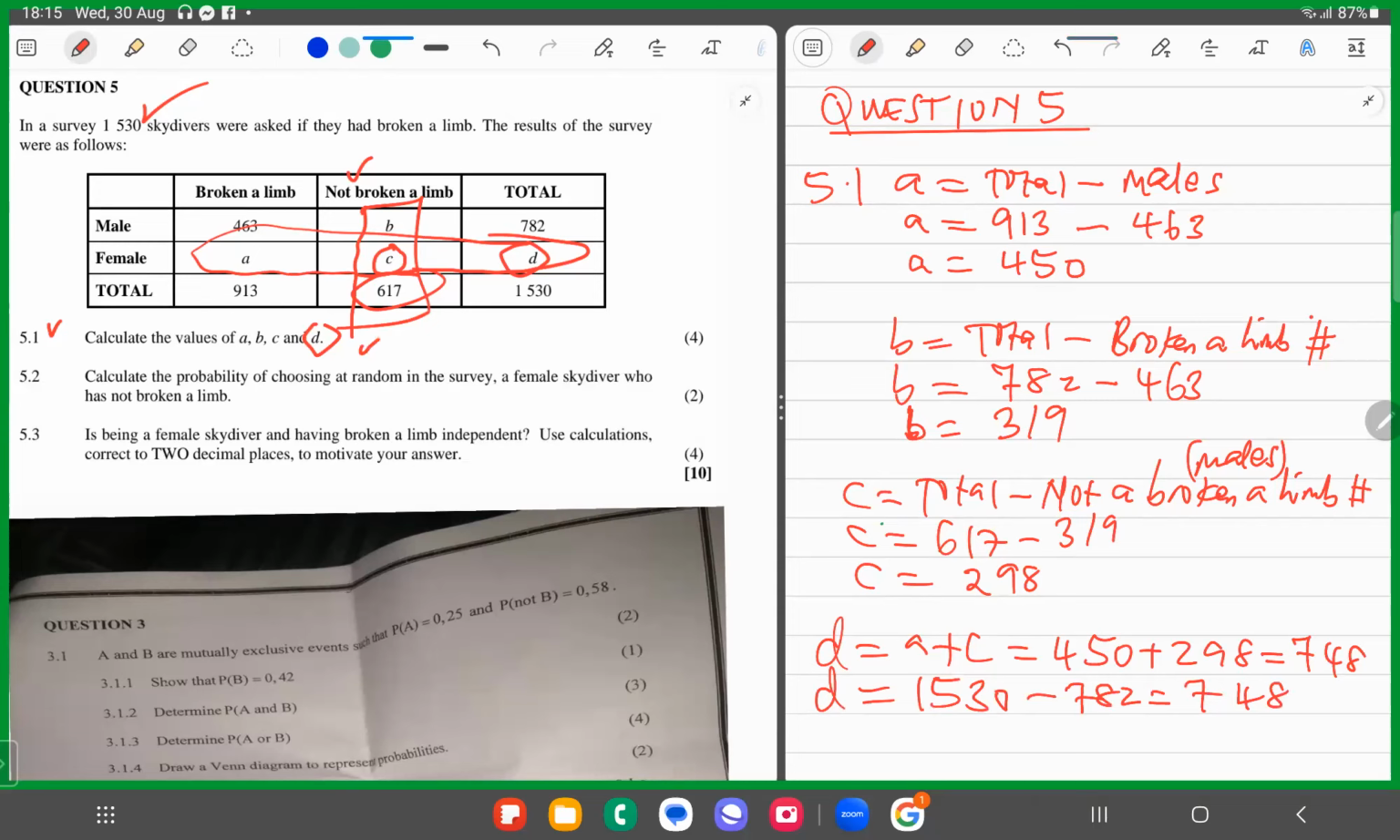So we have found the numerical values of A, B, C, and D. Any question? No question.